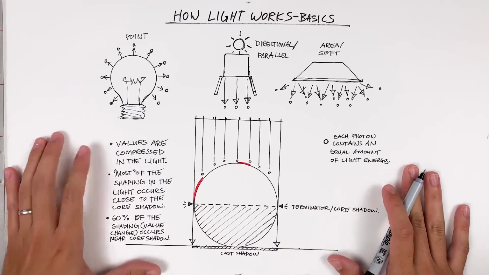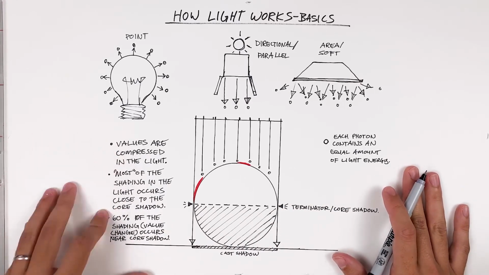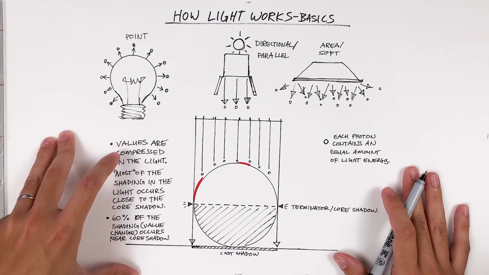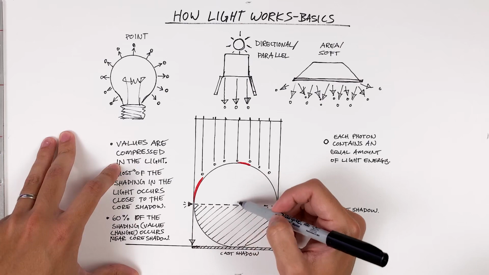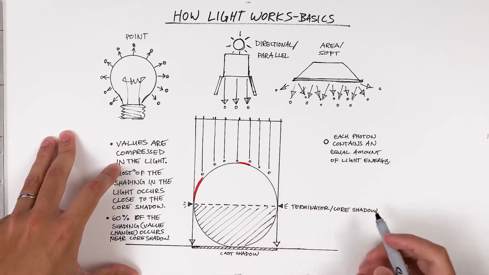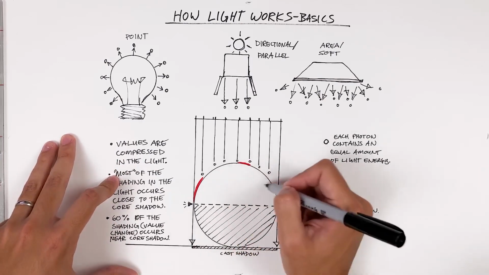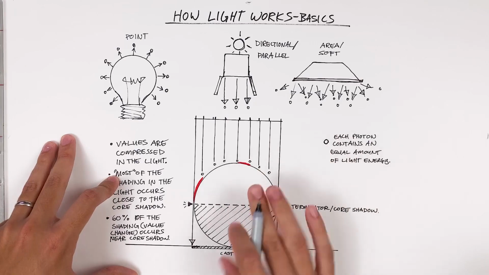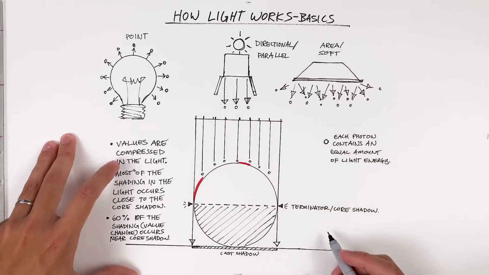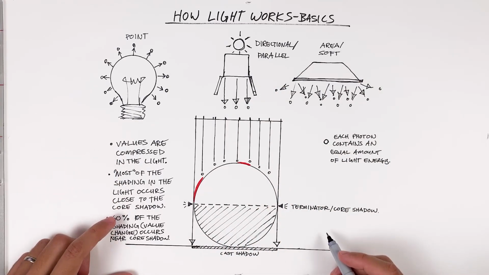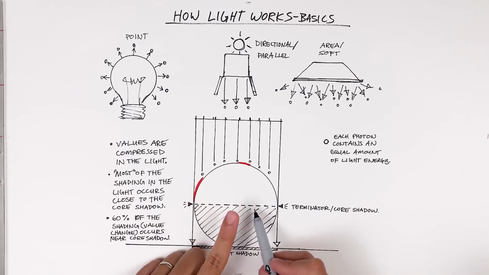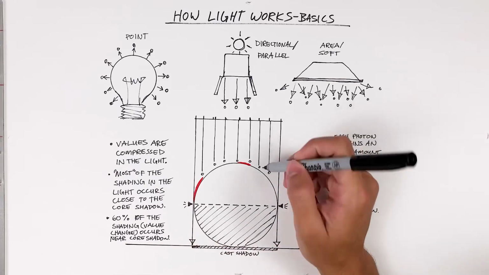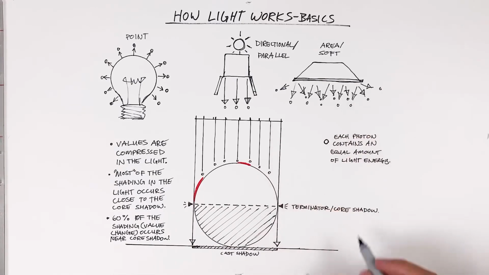For artists, all you need to do is keep this in mind. The values are compressed in the light because most of the value change is going to occur closer to the core shadow, and less of the value change is going to occur as you go further up towards the light source. That means that the vast majority of the shading that you're going to apply is going to happen near the core shadow. You want it to be de-emphasized as you get up near the top.